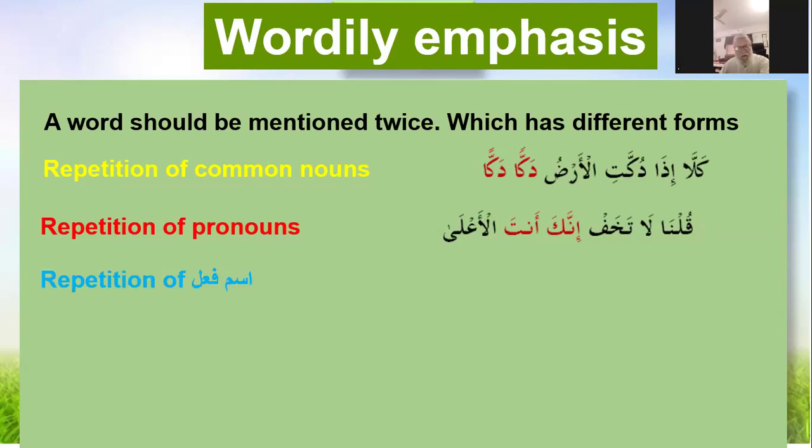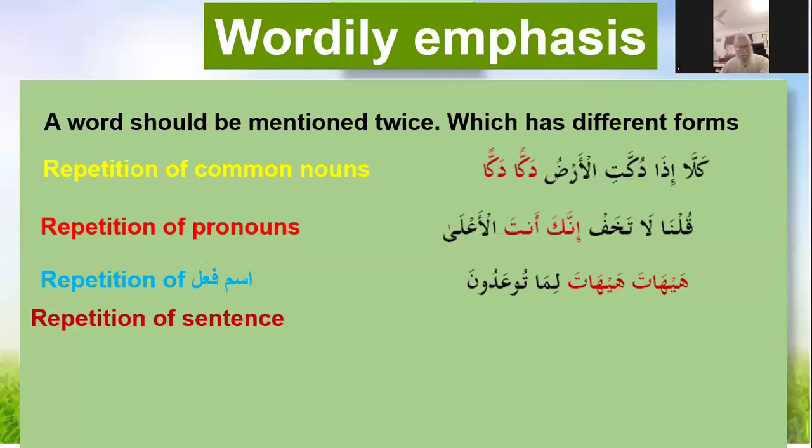The repetition of the ism fa'il, just like haihata haihata lima tu'adun. Haihata haihata is repeated, so it's for the emphasis. This is the wordly emphasis, meaning a word comes twice and shows the emphasis. The stress or emphasis is called in Arabic hasr also.